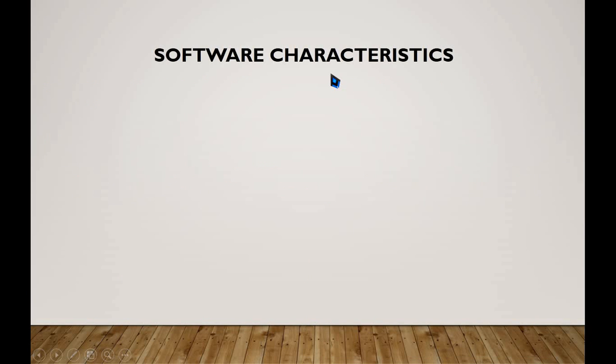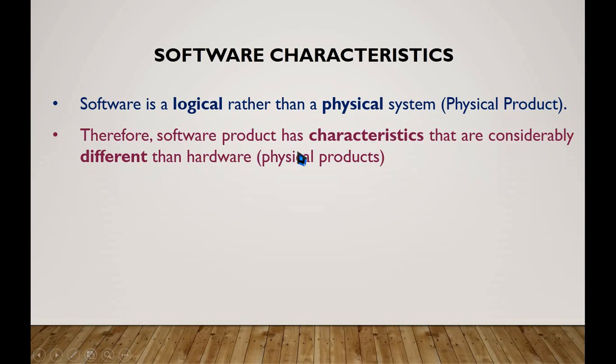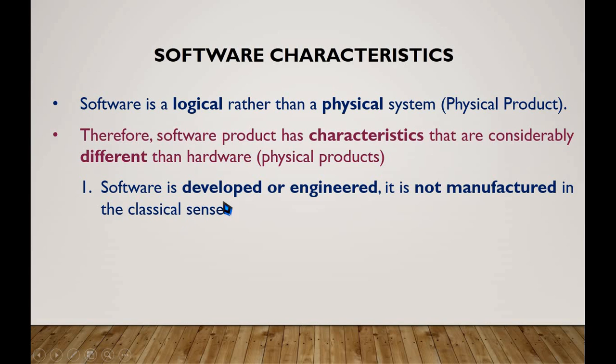Okay, now let's check software characteristics. Software is a logical rather than a physical system. Therefore a software product has characteristics that are considerably different from hardware. Definitely it will be different from hardware. So the first says software is developed or engineered. It is not manufactured in the classical sense.